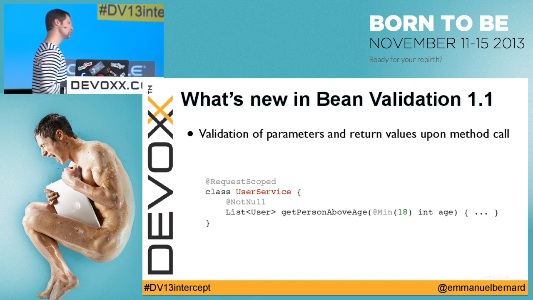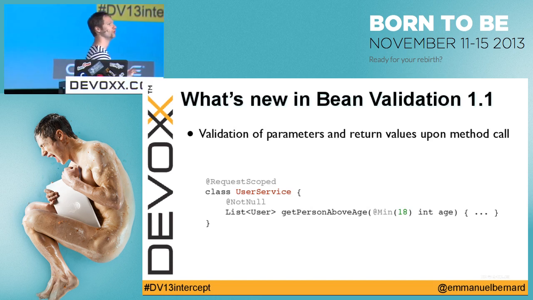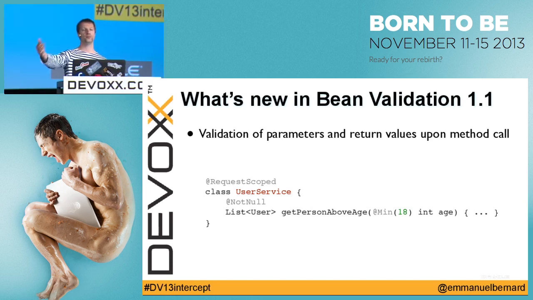So in Bean Validation 1.1, what we wanted to do is to try and see if we could go a bit beyond that and not only validate getters and properties at a very specific time, but also validate method parameters and return values, potentially, when a given method is actually called.